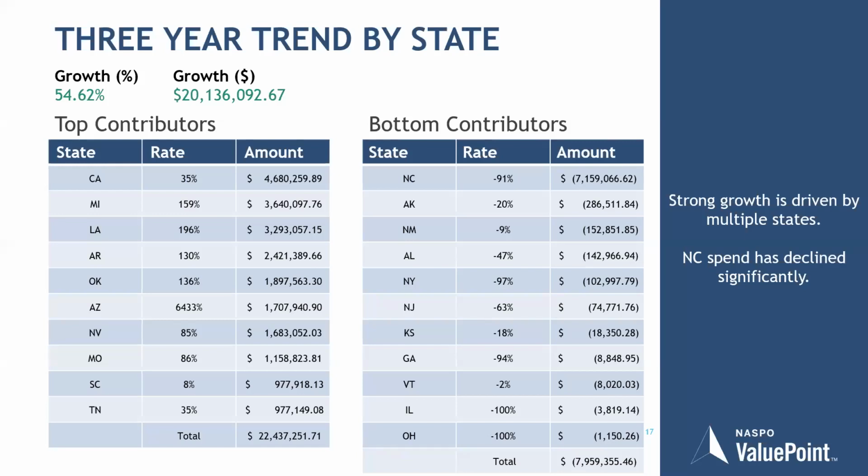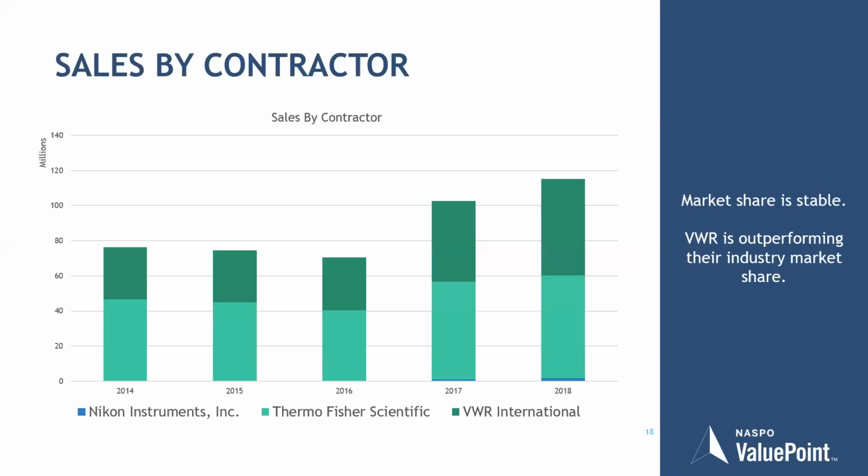You can see what the usage looks like, who's really been using the contract, who has not been using the contract. Certainly looking at the market share of the contractors you have is good to know. This is an important piece to compare back to your market analysis. So as you analyze what is VWR's position in the overall market and what's their position in our portfolio. And you can see in this case, VWR actually outperforms their industry market share, but their market share overall within the contract is quite stable.